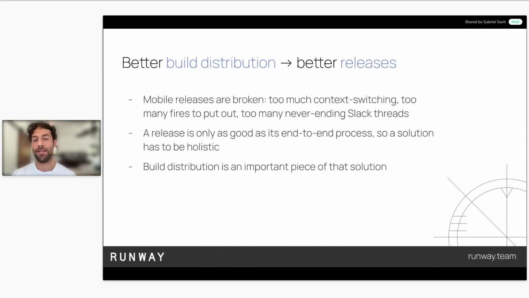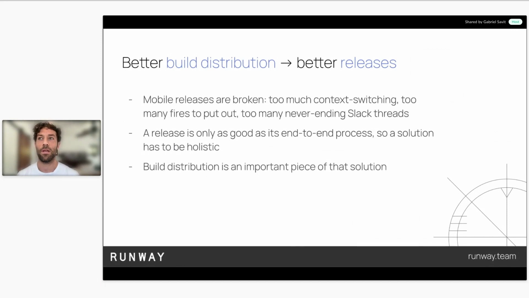So we're here today to talk about build distribution, why it matters, and also share, of course, what we've built to try to tackle some of the pain points around it. We approach build distribution from the sort of 30,000 foot view. It has very much to do with releases. So Runway as a mobile release management platform is a broad platform. It touches many parts of the process.